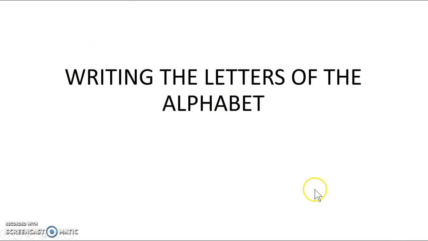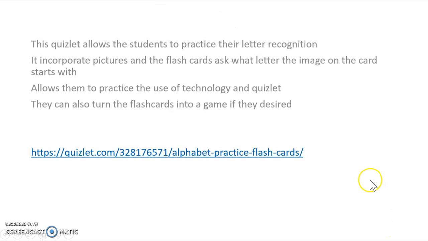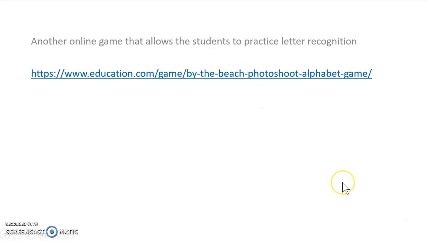Then lastly, we have writing the letters of the alphabet. To begin this, I start with letter recognition, so they recognize letters and are strong in that. And then this Quizlet incorporates pictures on the flashcards, and then I ask what the image on the card starts with. So this allows them to practice the use of technology in Quizlet, and they can turn the flashcards into a game. This is another online game that allows the students to practice letter recognition.